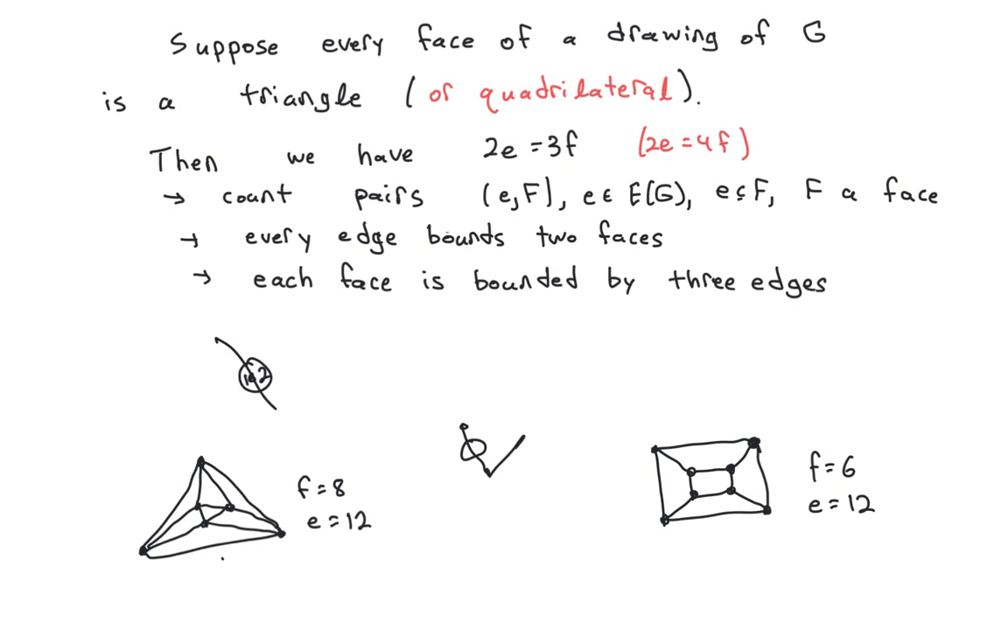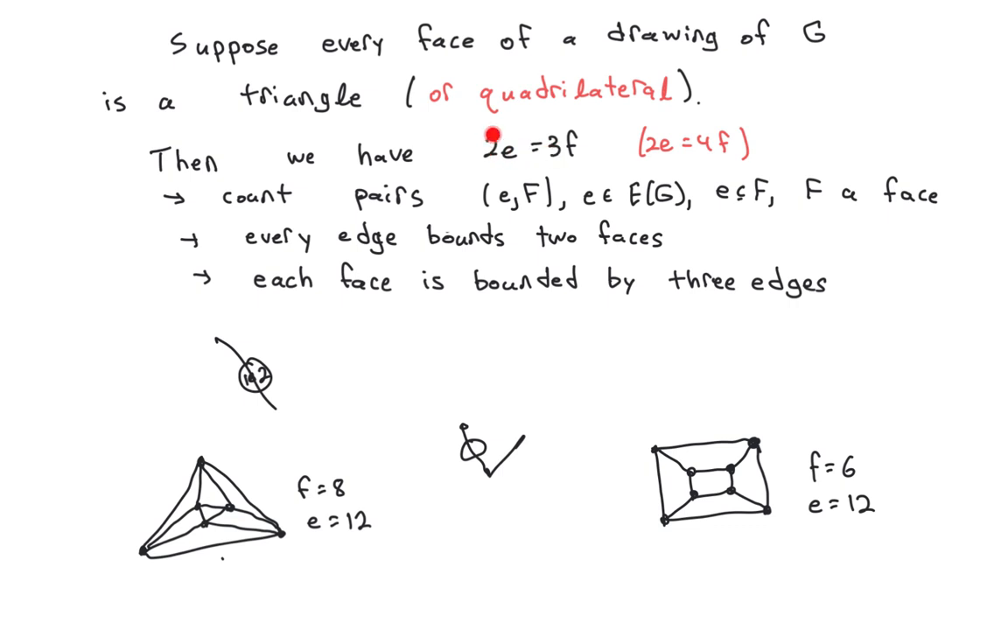On the other hand, since every face is bounded by a triangle, given any one of these faces, there are exactly 3 edges on its boundary. So if you multiply the number of faces by 3, you count the number of these pairs. If you multiply the number of edges by 2, you also count the same number of pairs.